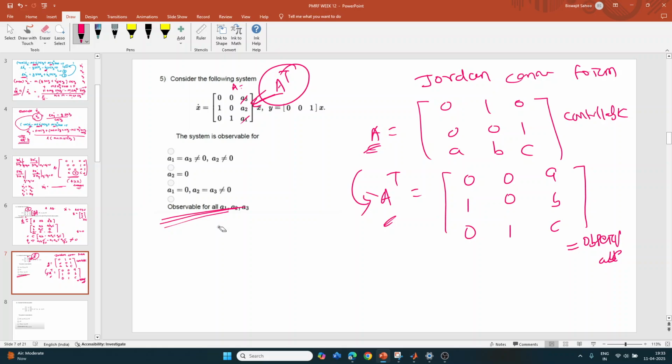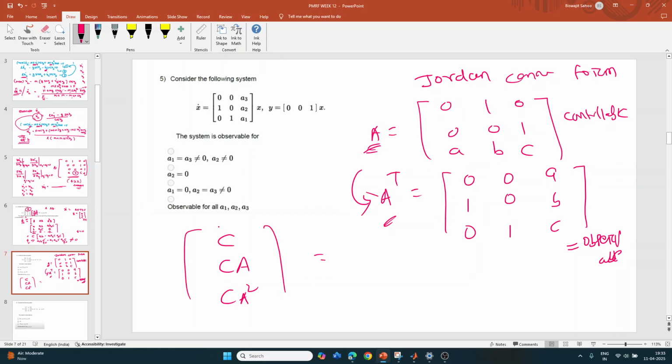So don't waste your time. You just see whether it is represented in Jordan canonical form or not. Otherwise, you have to find CA squared and check all the combinations of values of A1, A2, A3, because you have options. You put the options and check from the matrix determinant itself. But why waste time? You just need to know the properties of observability and controllability.